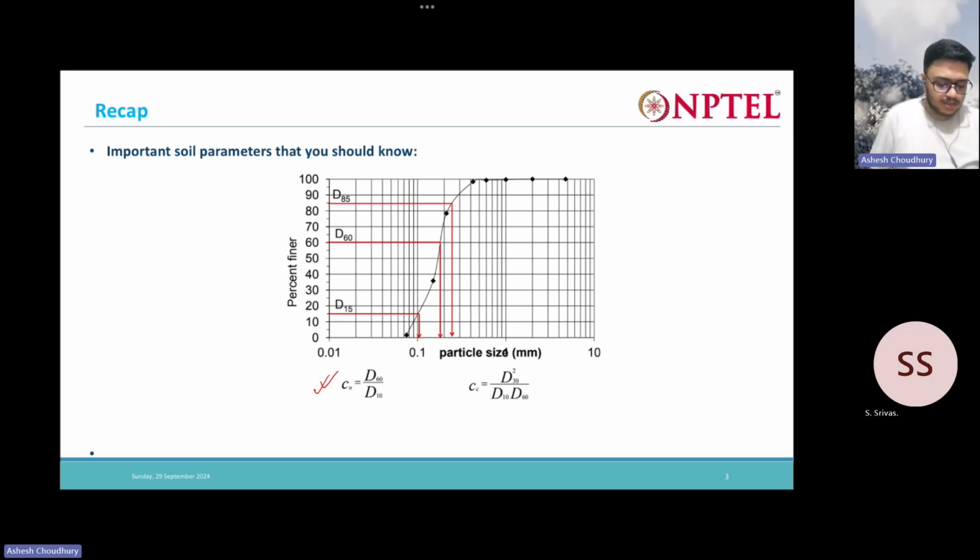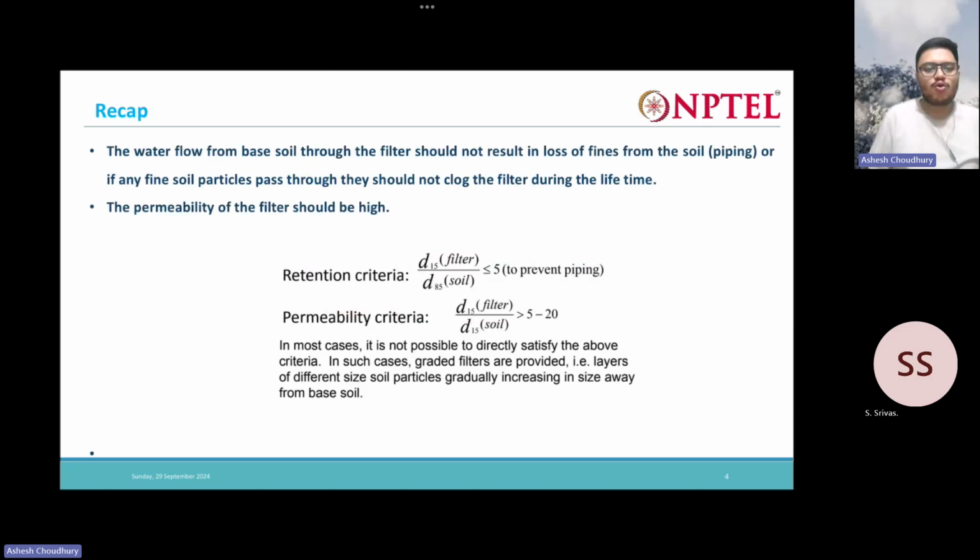And one more important thing that we will discuss next. Now the water flow from the base soil through the filter should not result in loss of fines from the soil. So we are emphasizing this again and again. There should not be loss of fines from the soil, or if any fines pass, they should not clog the filter. So two conditions you have to ensure. One is that a lot of fine particles should not pass through the filter. And second is, if any fine particle enters the filter, it should not clog the pores of the filter. Either it should go out or it should not even enter. These are the two criteria.